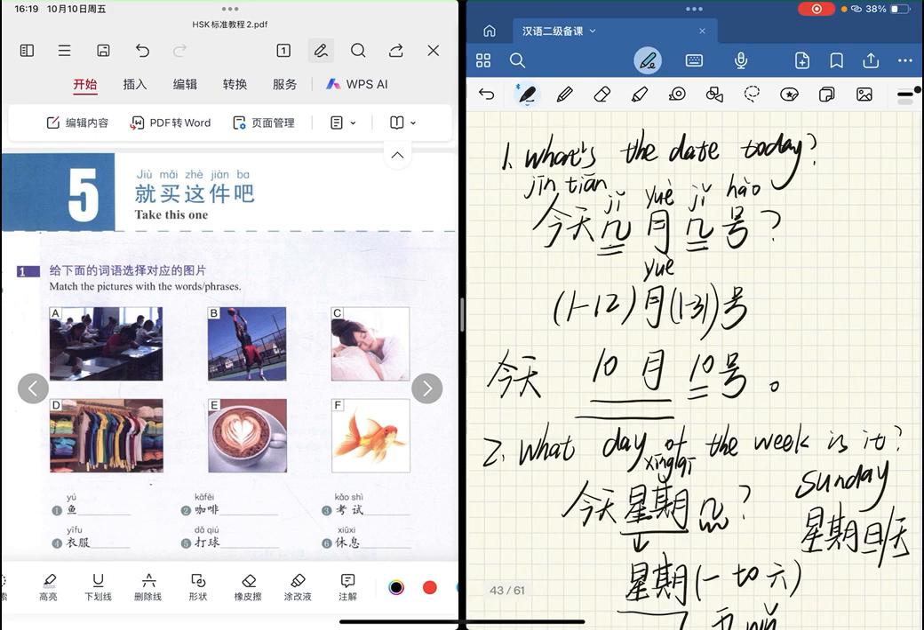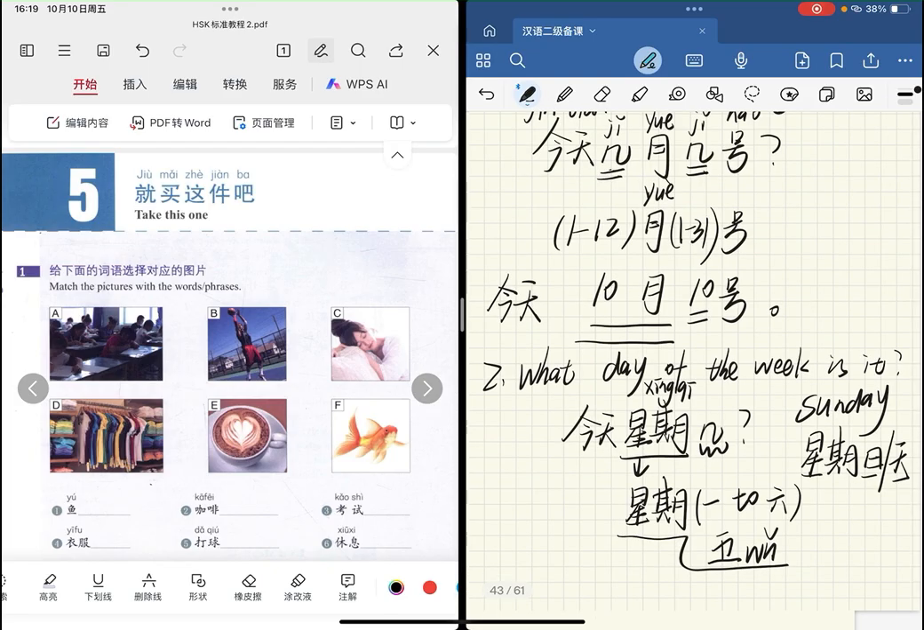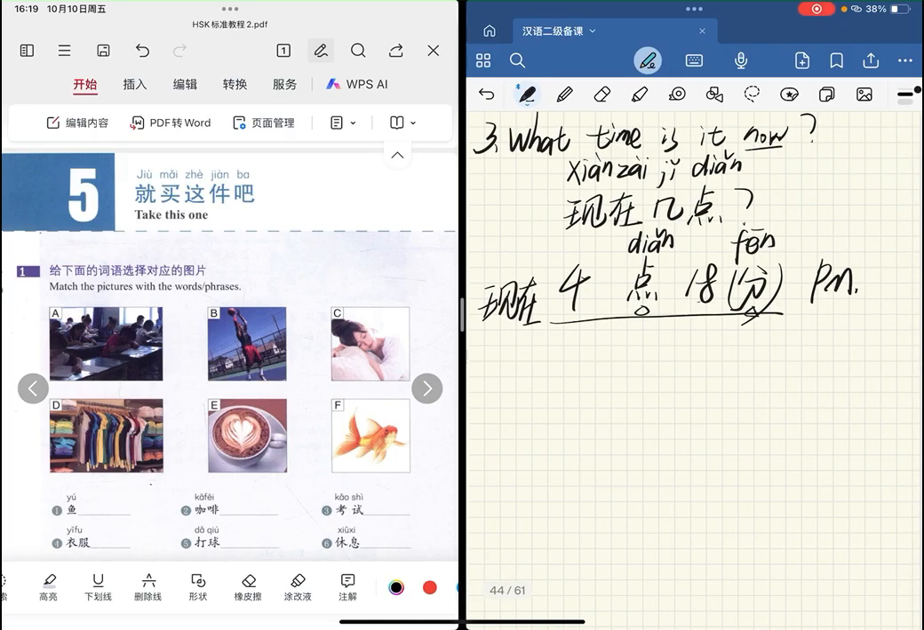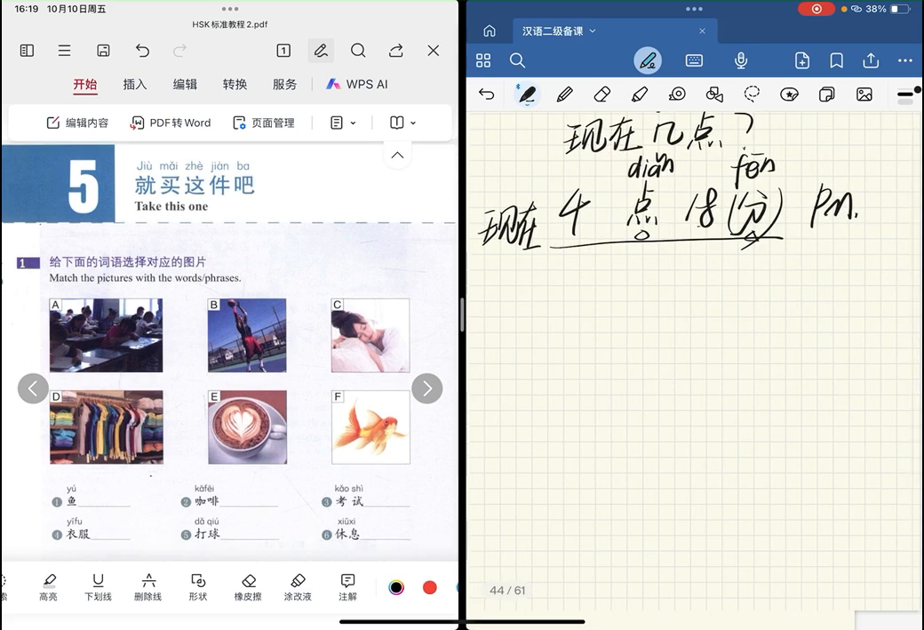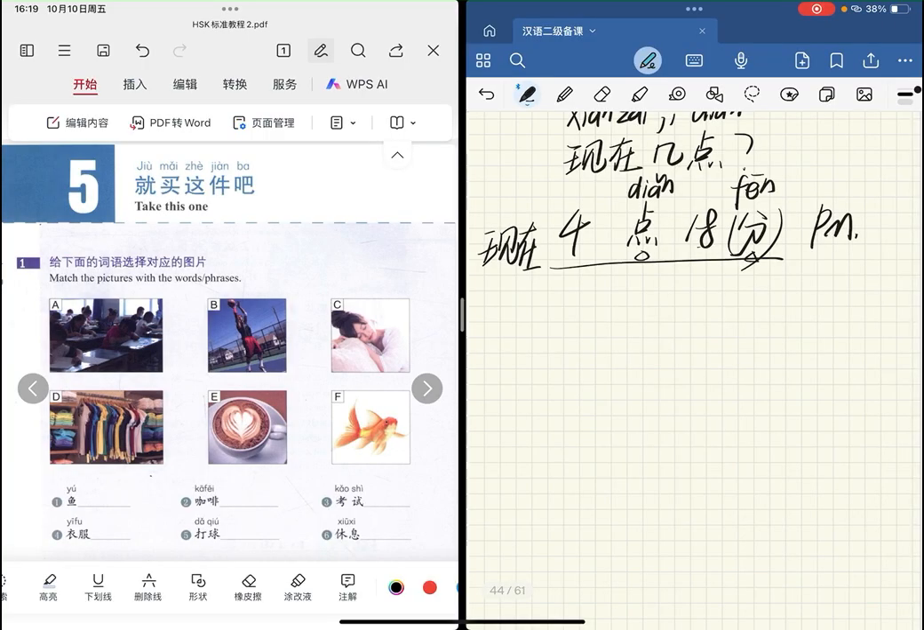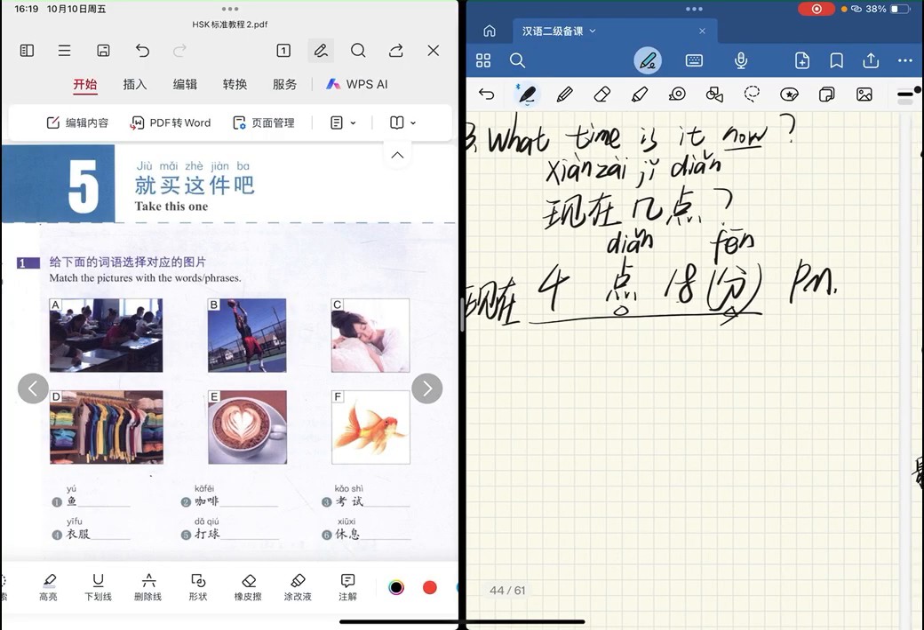Okay, now let's have a review. 今天几月几号？今天10月10号。今天星期几？今天星期五。现在几点？现在4点18分。Okay, good. That's the end of the warm-up questions.